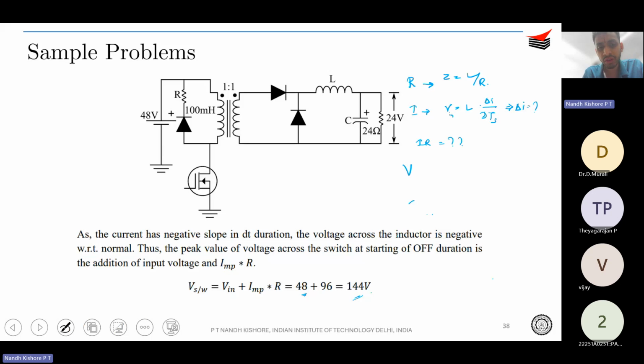Correct. Now the total switch voltage by KVL. This is just by KVL, right? V in plus I into R. Correct. Simple, right? That is tau is equal to L by R relation and V is equal to L dI by dt relation. You get what is I into R drop, you know. Therefore, V is equal to V in plus I into R. Okay, and it turns out to be 144 volts. Again, simple, right?